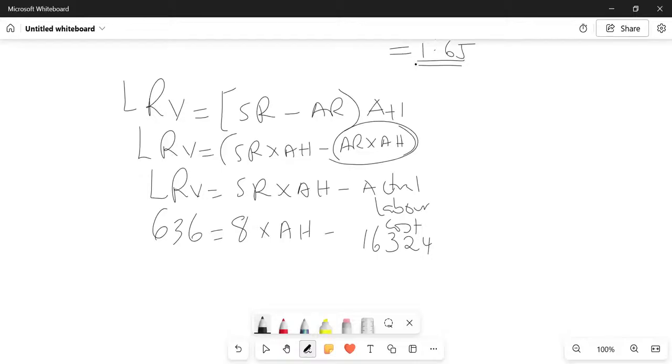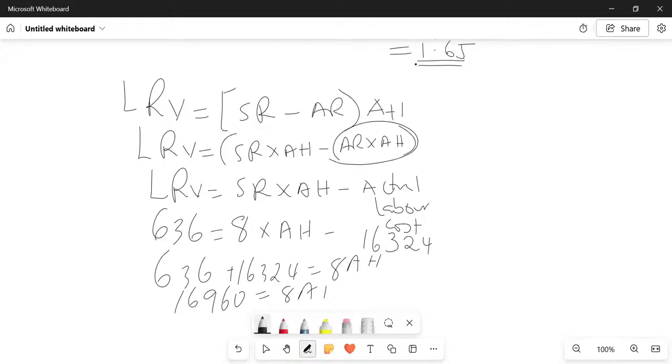Or was he crossing alone? No, you. 636. So here it was negative, it becomes plus. Plus 16 equals 8AH, isn't it? How much do you say it is? 960 equals 8AH, meaning that AH will be 960 divided by 8, which is 120. 2120. Thank you so much.